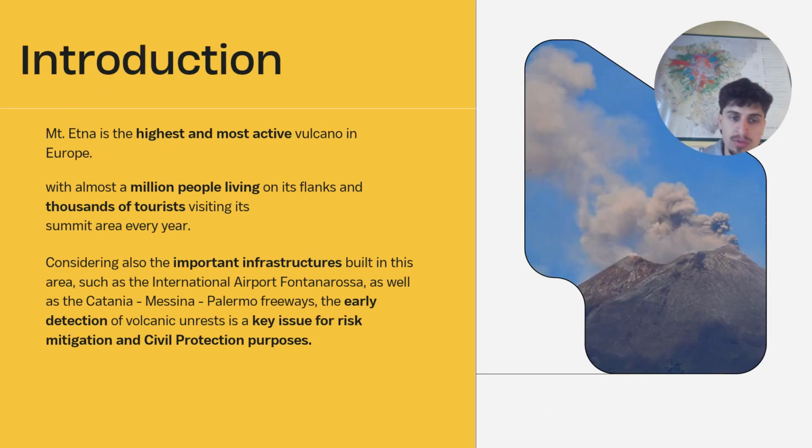About Mount Etna, for those who don't know, it is the highest and most active volcano in Europe, also one of the most studied around the world, with a lot of research and data. There are 1 million people living on its flank and thousands of tourists visiting its summit area every year. A lot of important infrastructure, airport, freeways, and social and commercial activities are around. So it's a key issue for risk mitigation and civil protection purposes to predict an eruption.